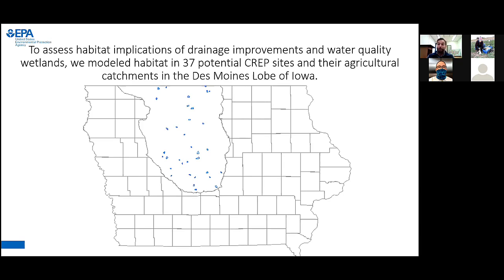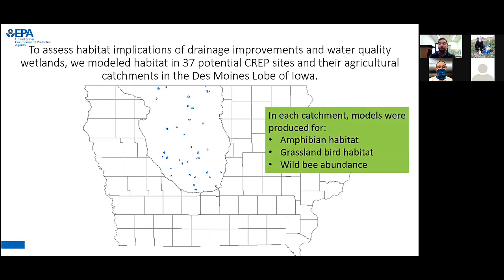And then for each one of these 37 catchments, we use spatially explicit habitat and crop pollination models in the InVEST model suite to model amphibian and grassland bird habitat quality and wild bee pollinator abundance for the scenarios with drainage improvements and water quality wetland additions. Habitat models were adapted from models developed for the region by Dave Mouchet and collaborators, and crop pollination models were adapted from models developed by Eric Lonsdorf and collaborators.